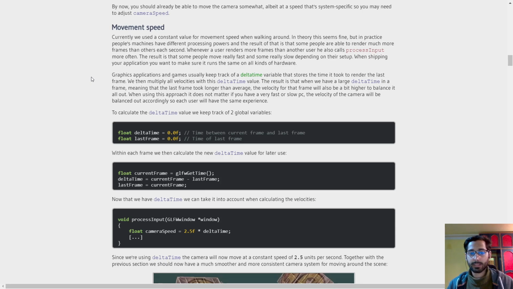Graphics applications and games usually keep track of a delta time variable that stores the time it took to render the last frame. We then multiply all velocities with this delta time. When we have a large delta time in a frame, meaning that the last frame took longer than average, the velocity for the frame will also be a bit higher to balance it out. When using this approach, it does not matter if you have a very fast or slow computer. The velocity of the camera will be balanced out accordingly, so each user will have the same experience.